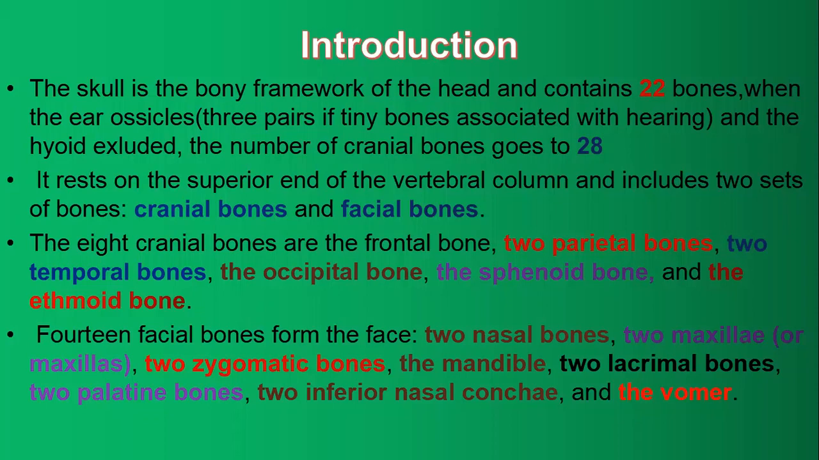which are the cranial bones and the facial bones. For the cranial, we have the frontal bone, which is only 1, 2 parietal bones, 2 temporal bones, the occipital bone, the sphenoid bone, and the ethmoid bone. So the whole number brings us to 8. Then we have the 14 facial bones. These are the 2 nasal bones, 2 maxillary bones or maxillas, 2 zygomatic bones, the mandible, 2 lacrimal bones, 2 palatine bones, 2 inferior nasal conchae, and the vomer. So the sum of both cranial and facial bones brings us to 22 bones of the skull.